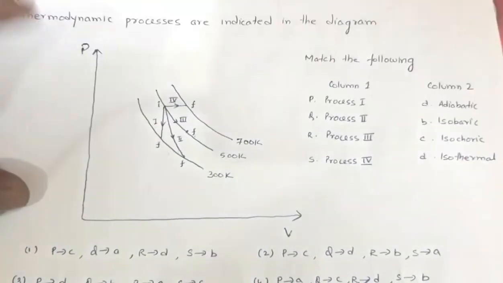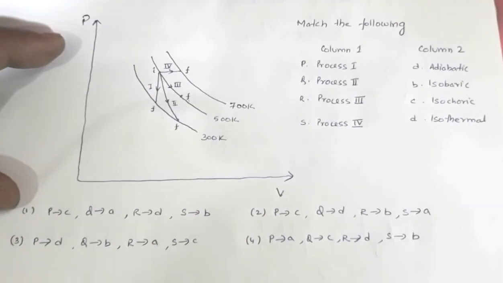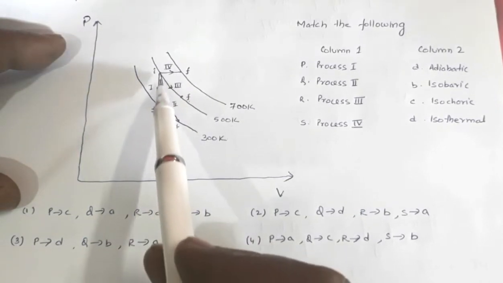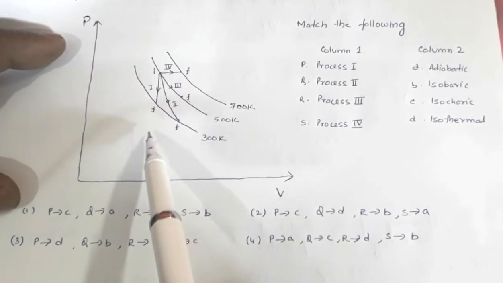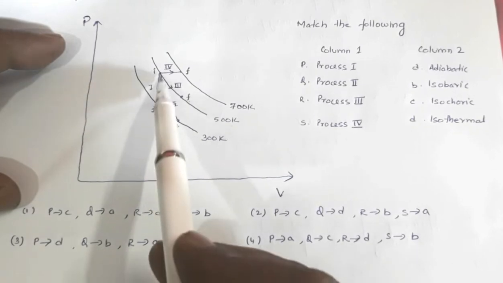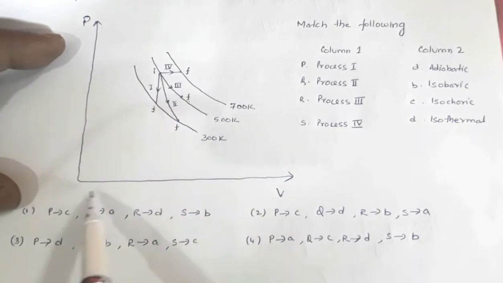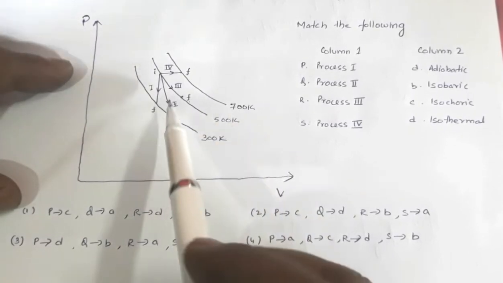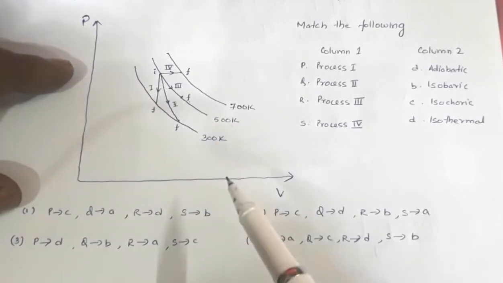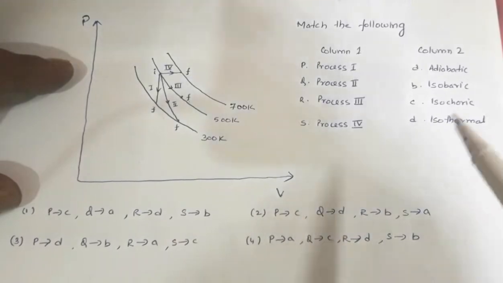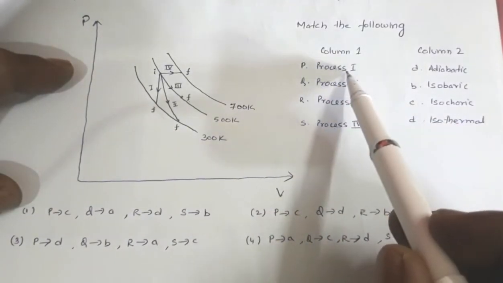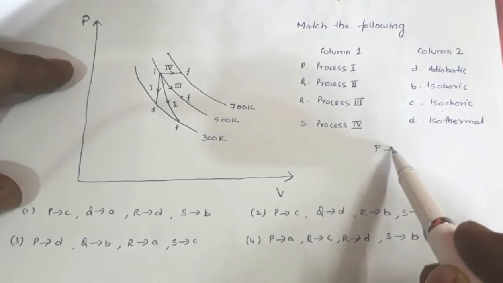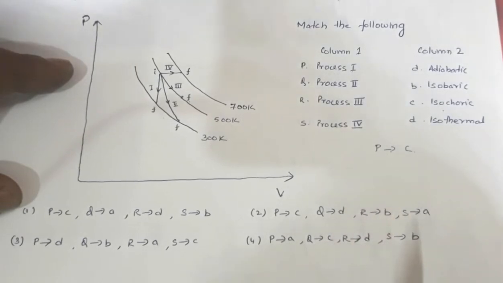Now as you can see, for process 1 this is a straight line. So for this line the volume is constant because this is the volume axis. So for this line volume is constant. That means process 1 must be an isochoric process. So process 1, isochoric, is C. So P must correspond to C.